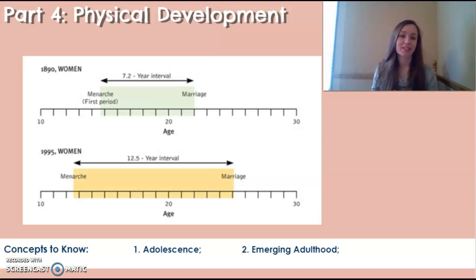And because of this, there is a new stage that has been labeled as emerging adulthood. So moving from childhood to adolescence, there's this new stage between adolescence and adulthood called emerging adulthood. It's a gap between adolescence and adulthood where a person is not yet fully independent and is still a little bit reliant on parents and not yet married or into those next stages that we might say mark adulthood. And so now there's this new stage called emerging adulthood.